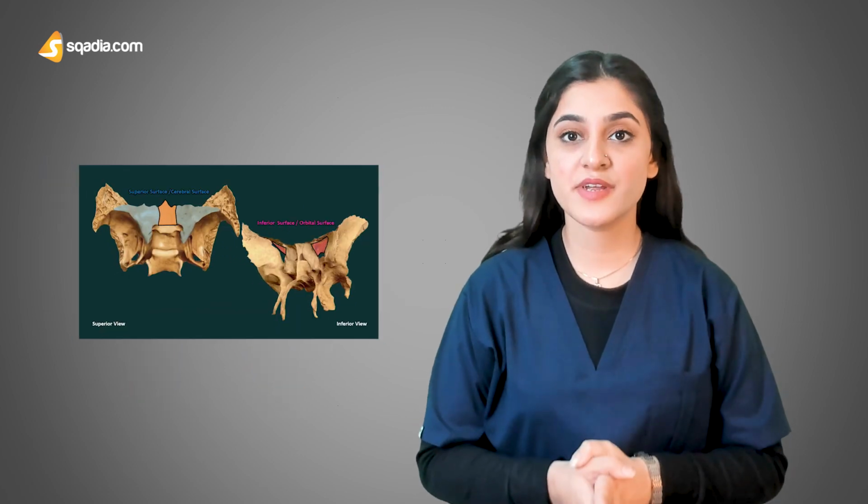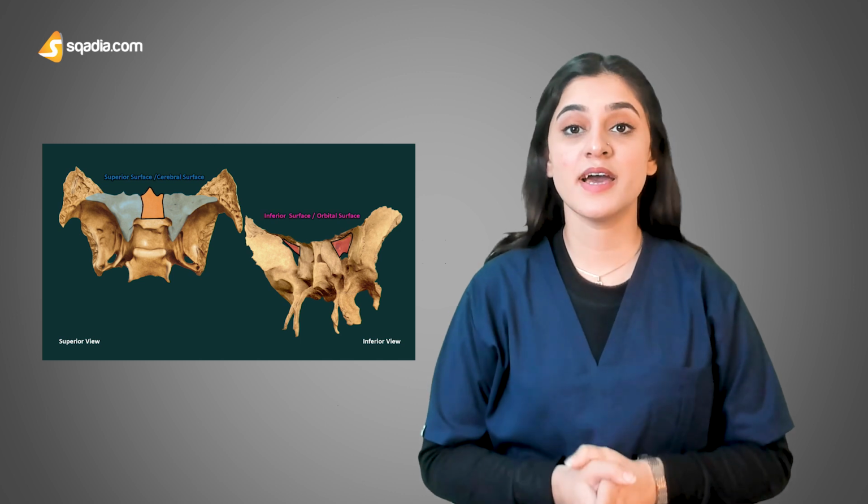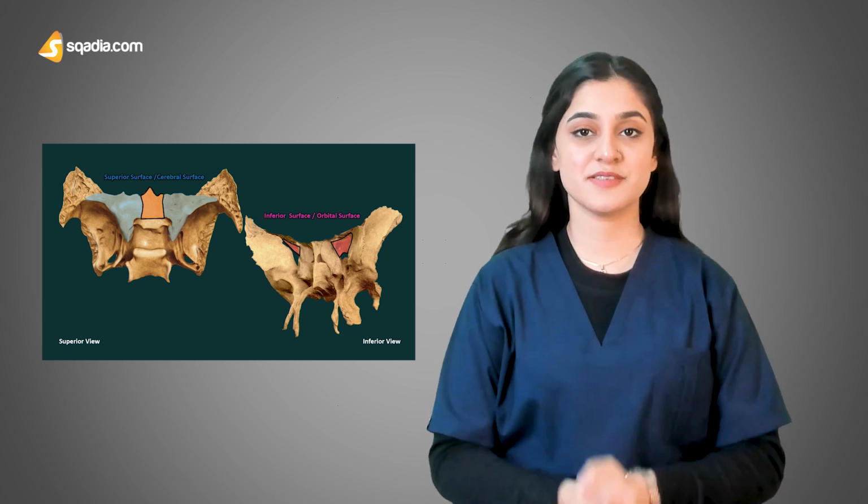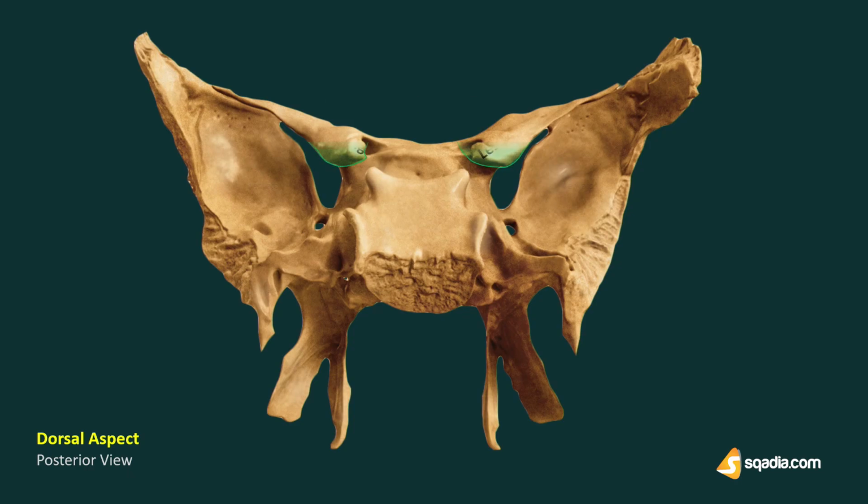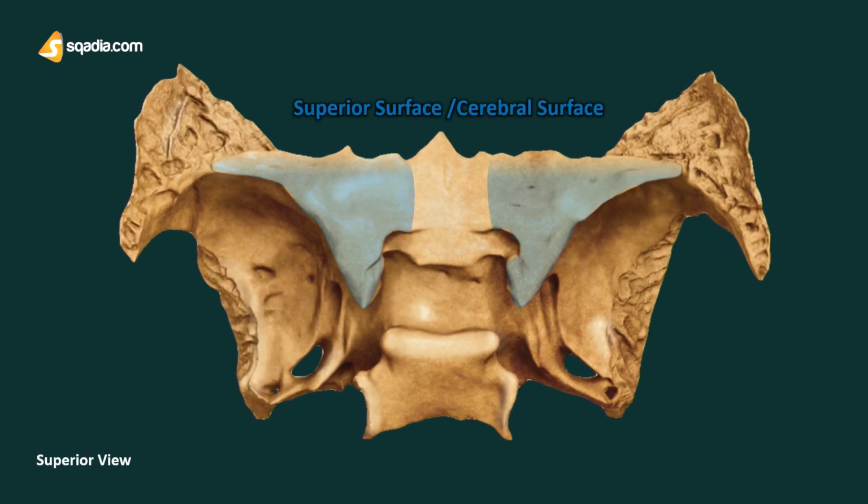Lesser wings have two surfaces, the superior or cerebral surface and the inferior or orbital surface. Orbitosphenoids or lesser wings are the two triangular plates projecting laterally from the anterior superior part of the body. Now we have the superior surface or the cerebral surface of each wing, which is flat and supports the part of the frontal lobe of the brain.